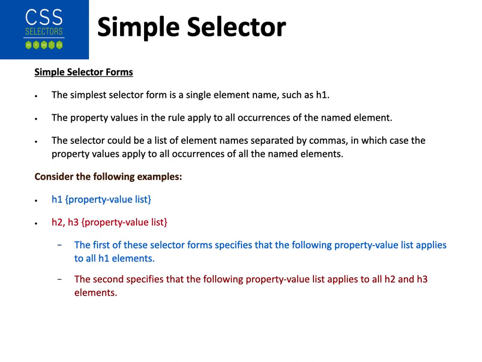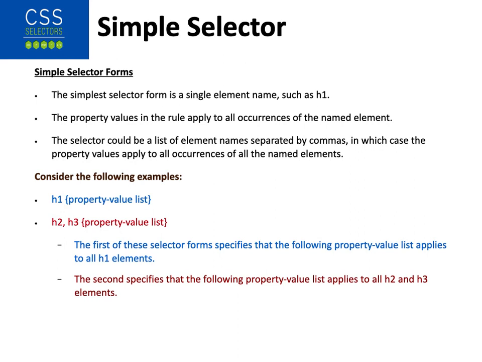Simple selectors. The simplest selector form is a single element name such as h1. The property values in the rule apply to all occurrences of the named element. The selector could be a list of element names separated by commas, in which case the property values apply to all occurrences of all the named elements or selectors. Two examples are given here: h1 followed by property value list or declarations. Property value pairs are known as declarations.